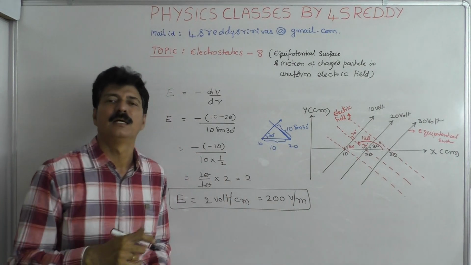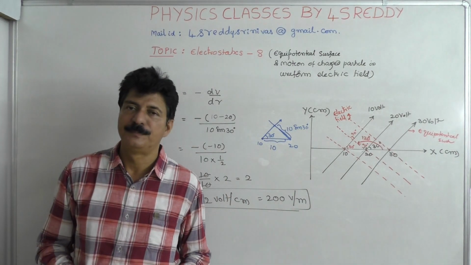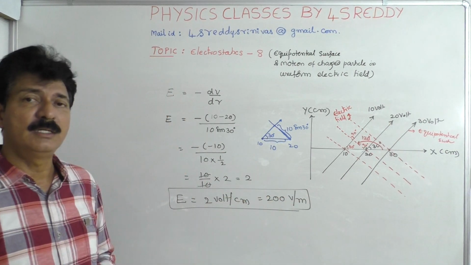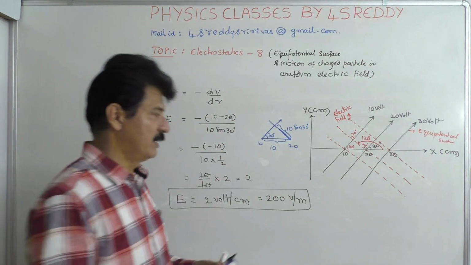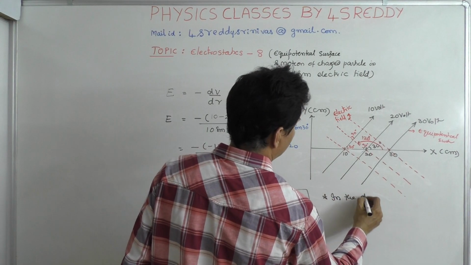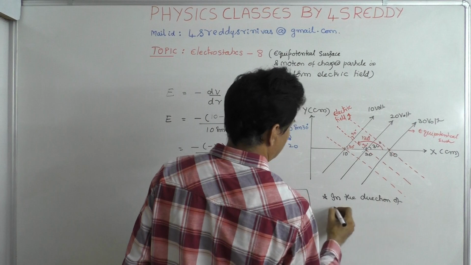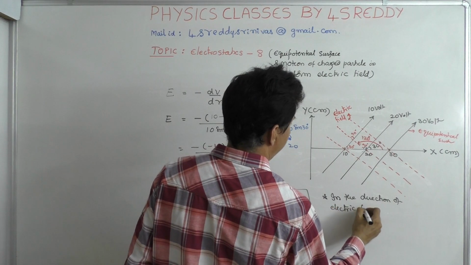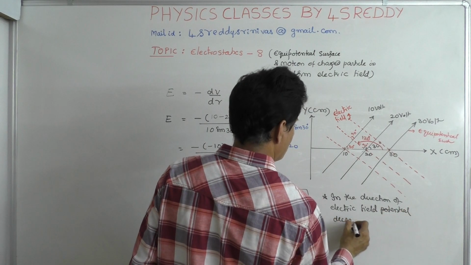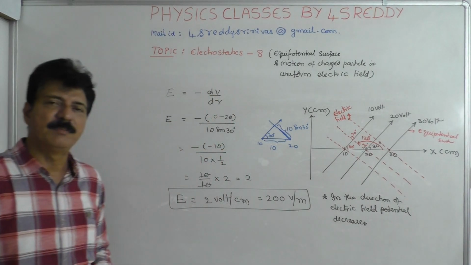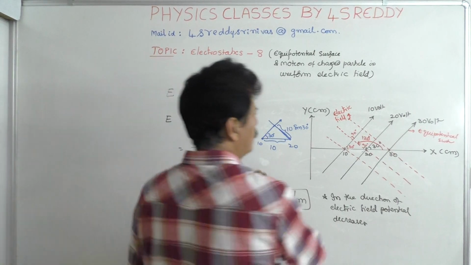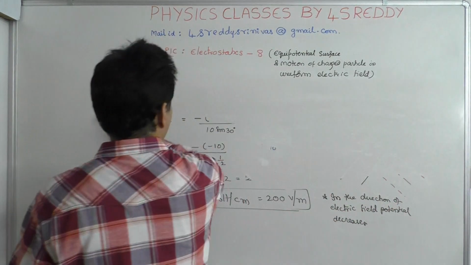It's very simple. If you know the equipotential surfaces, in the direction of the electric field, potential goes on decreasing. That is V2 minus V1. So you should remember that in the direction of electric field, potential decreases, because E is equal to minus dV by dr. Got the point here? These are some points related to the equipotential surface.